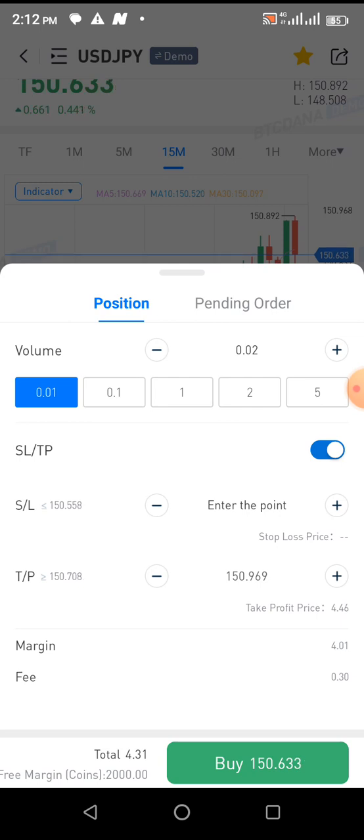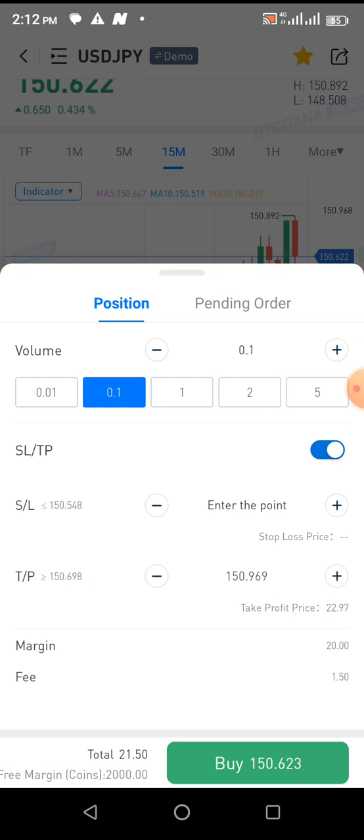All right. So you can see the difference. Let's move to 0.01. If you move to 0.01, you can see it has increased. The margin has increased to 20. So if you deposit $5, you won't be able to use it. You can't use 0.01. You can't even place a trade. It will not even go through. And you can see your take profit has increased to 23. That is how volume works.